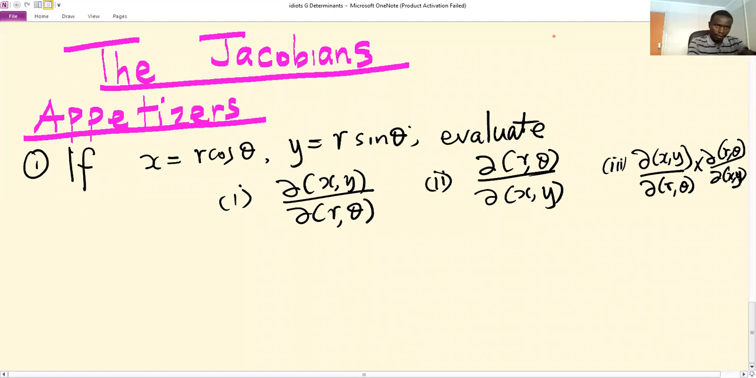So the first problem: you are given x equals r cos theta, y equals r sin theta. Then you are asked to evaluate the Jacobian of xy with respect to r theta, the Jacobian of r theta with respect to xy, and then the product of the two Jacobians. This is simply the transformation between the rectangular, or Cartesian, coordinates and the polar coordinates.